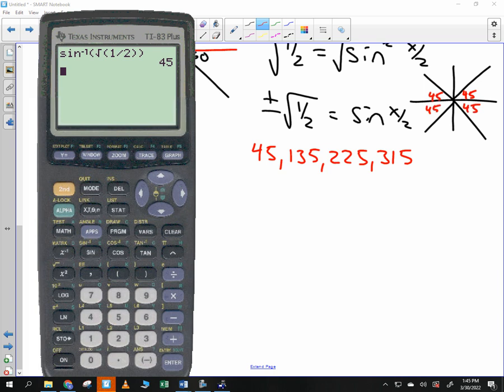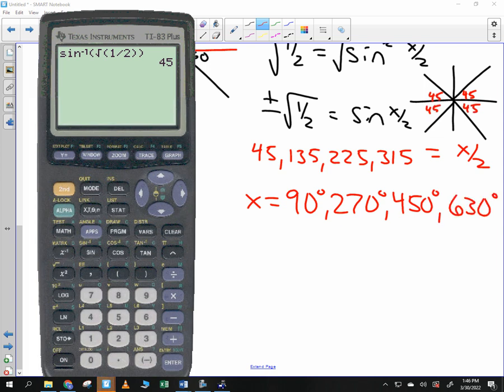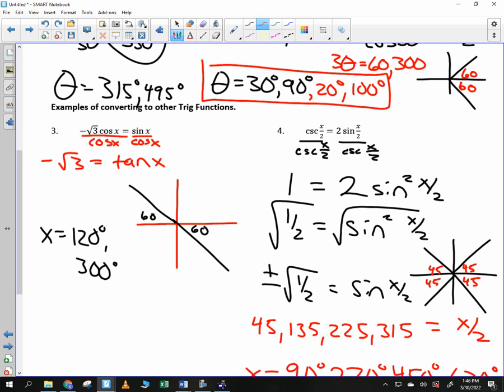Good. And that's equal to x over 2. So if I'm going to solve, what will I do to both sides? Multiply by 2. So you can see you get x is 90 degrees, 270 degrees, 450 degrees, and 630 degrees. Can you repeat how you got like 1 is equal to 2 sine? You do 2 times. You divide by cosecant. Yep.